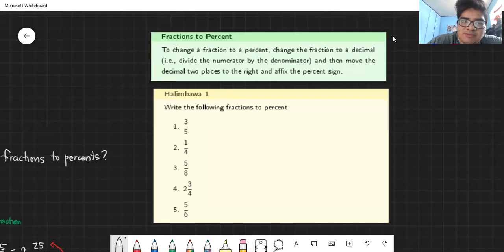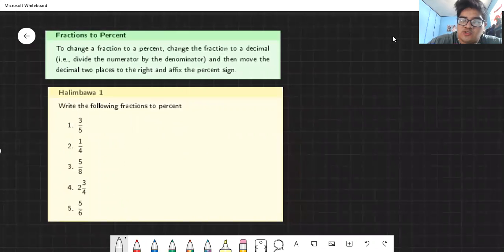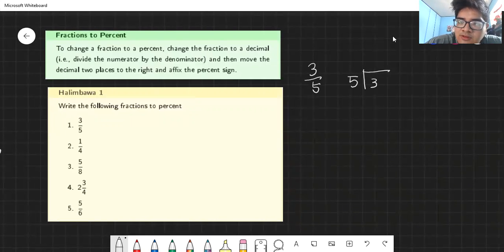Okay. Ang tanong dun sa previously, how do we convert fractions to percent? Okay? Now, this is how we do it. To change a fraction to a percent, change the fraction to a decimal. Of course, we have to change the fraction to a decimal. How do we do it? Recall, divide the numerator by the denominator. For example, 3/5. To convert it into decimal, divide the numerator by the denominator. Ganun lang.